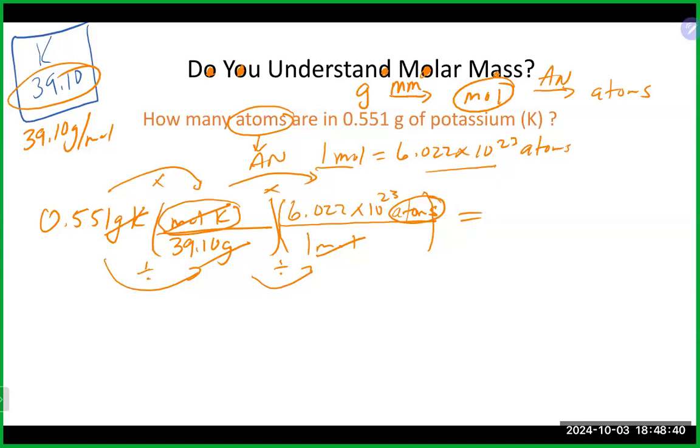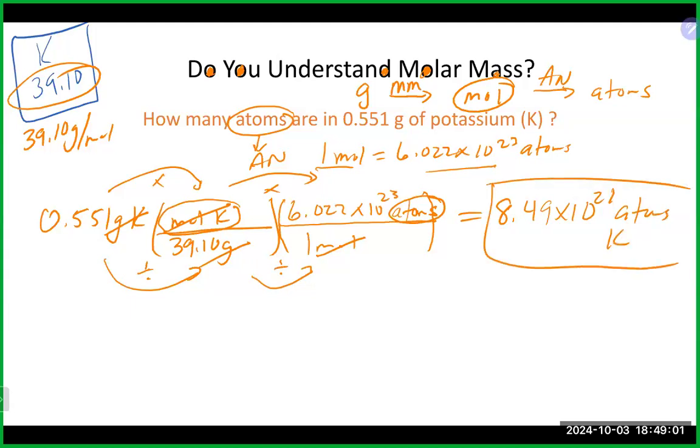And if we do all that good stuff there, 0.551 times 6.022 times 10 to the 23, divided by 39.10. That's going to get us here 8.49 times 10 to the 21 atoms of potassium. Any question on that step there? You obviously could get an answer there for the first step. Again, I would probably not round too much until you kind of do the second step there. Any question on those calculations?